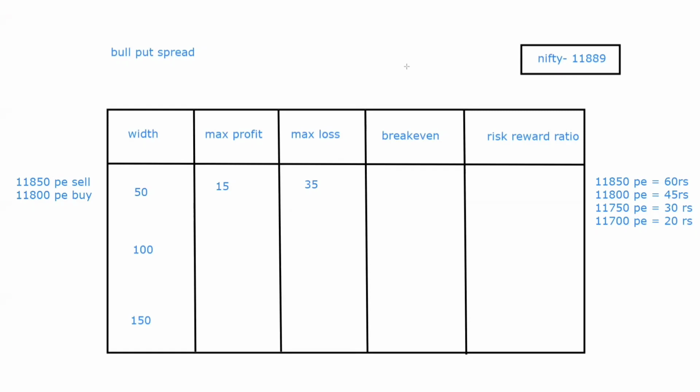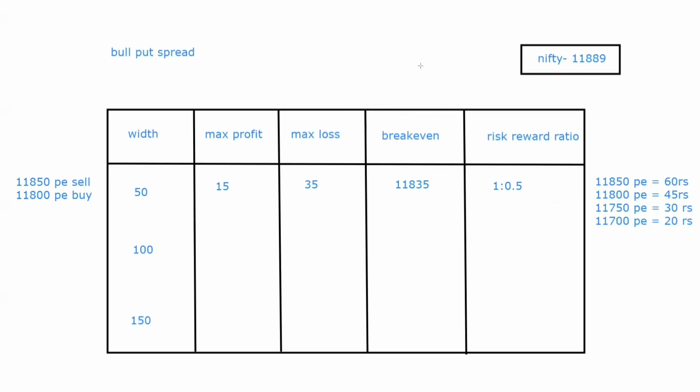And now the break even. What was the break even? Higher strike minus the credit. Higher strike is 11850 and the maximum profit, or the credit, is 15. So the break even is 11835. Simple. Now the risk reward ratio. Risk reward is 15 rupees over here and 35 rupees over here. 15 we are getting, 35 we are giving, because the maximum loss here is almost double the profit. Hence the risk reward is also about 1:0.5.